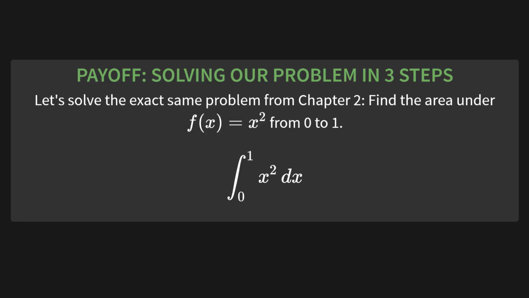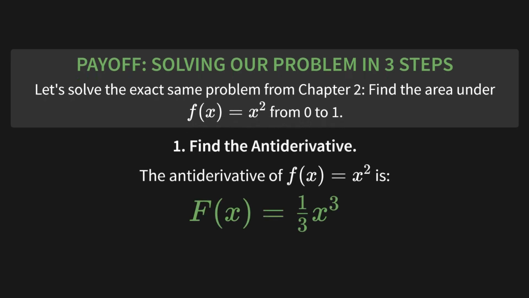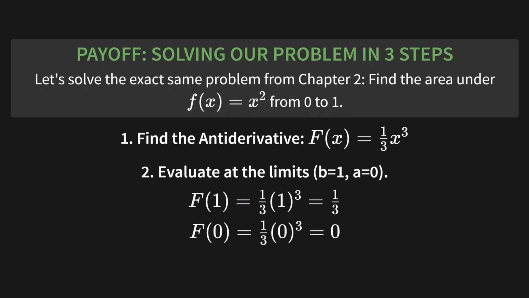Let's see the payoff. Let's solve the exact same previous problem, find the area under f of x equals x squared from 0 to 1. The integral from 0 to 1 of x squared dx. Here we go, 3 steps. Step 1, find the antiderivative. We just did that. The antiderivative of f of x equals x squared is capital F of x equals 1/3 x cubed. Step 2, evaluate at the limits where b is 1 and a is 0.